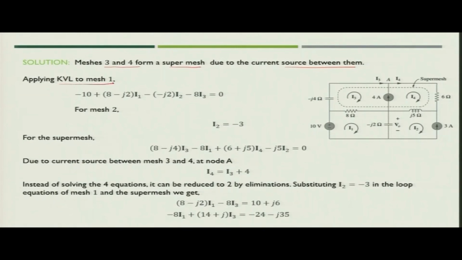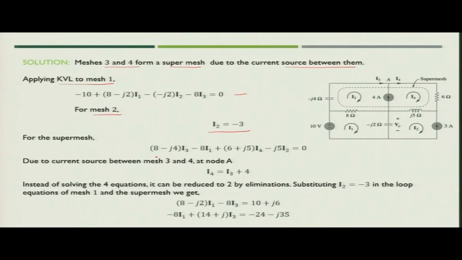So, we will apply KVL first to mesh 1. When you apply KVL to mesh 1, it will become minus 10 plus 8 minus J2 into I1 minus J2 into I2 minus 8 I3 equal to 0. So, this you get from mesh 1. Similarly, from mesh 2, the value of I2 is equal to minus 3.